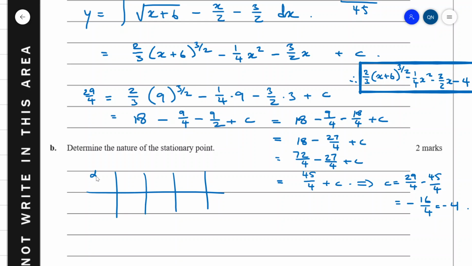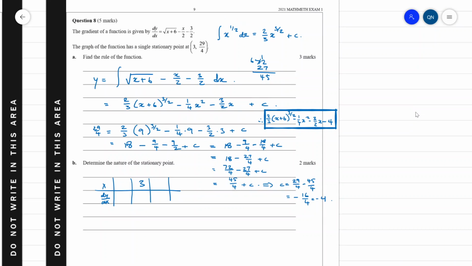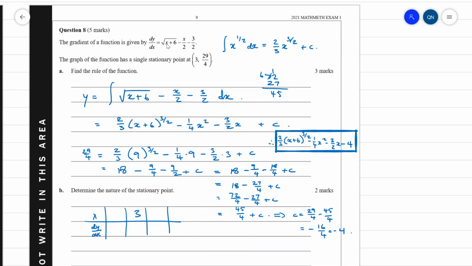So take a look at your dy on dx over here. No, the dy on dx goes at the bottom. So dy on dx, and you take your x value, you center yourself at 3, and you just pick 2 values. And because there's only one stationary point, it doesn't really matter how far out you go. So let's just pick a nice value. For example, let's pick x equals -6 or something, because that's just going to kill off that square root.